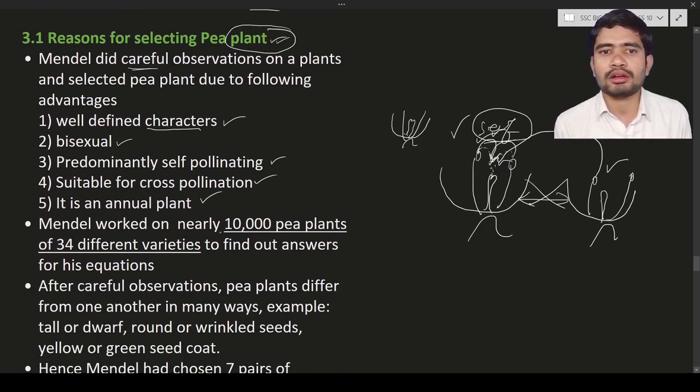Next, Mendel worked on nearly 10,000 pea plants. 10,000 is not a small number, it is a huge number of plants. In these 10,000 plants there are varieties. How many varieties? 34 varieties are there in these 10,000 pea plants.